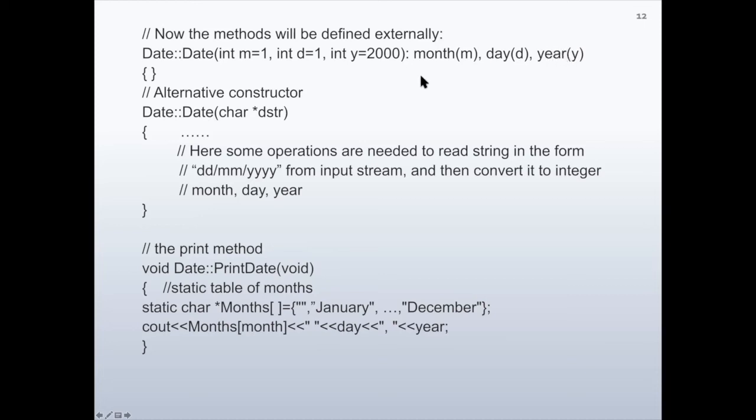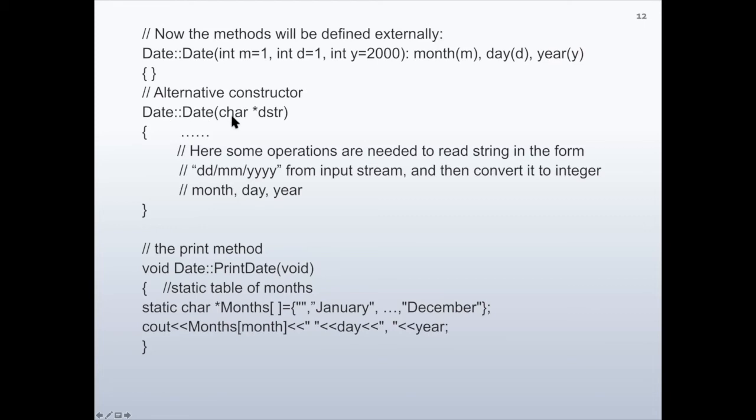And this is equivalent to writing here in the curly parentheses month assigned value M, and then day assigned value D and year assigned value Y. Instead of that, it can be written in this way.